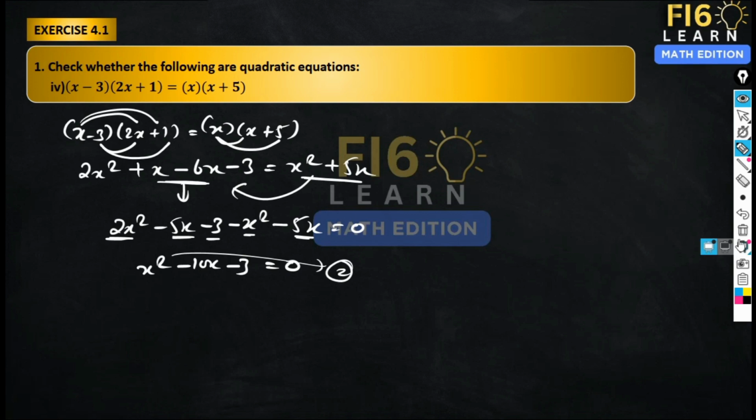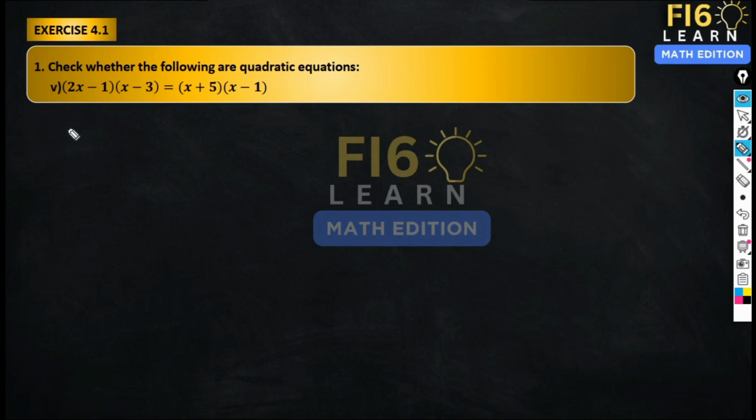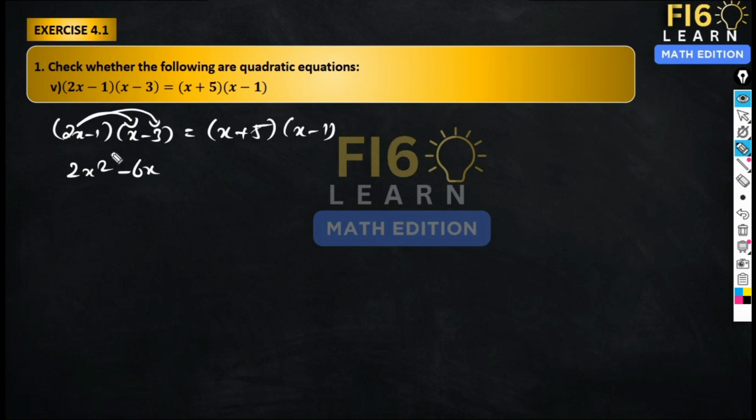Let's go to question number 5. 2x minus 1 into x minus 3. On the right side we have x plus 5 into x minus 1. So let's start with the left hand side. We have to multiply this 2x with x, so we will get 2x square, and 2x with the minus 3 we will get minus 6x, and these two will become minus x, and these two will become plus 3. Okay, so 2x square minus 6x plus x minus 3 we have on the left hand side.